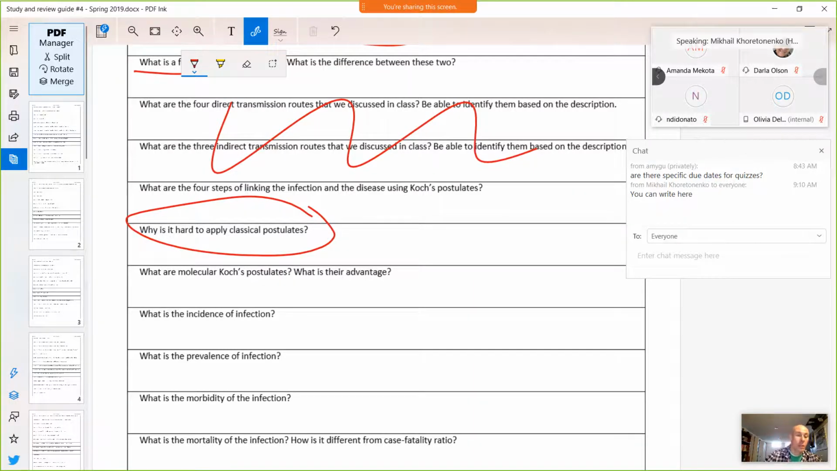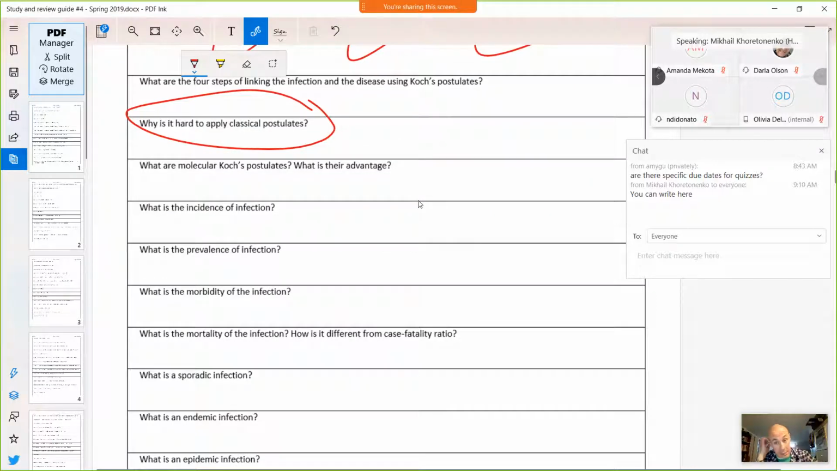Okay. Incidence, prevalence, morbidity, mortality. Okay, that's really important. Incidence: number of cases over a certain period of time in a certain population. Okay?